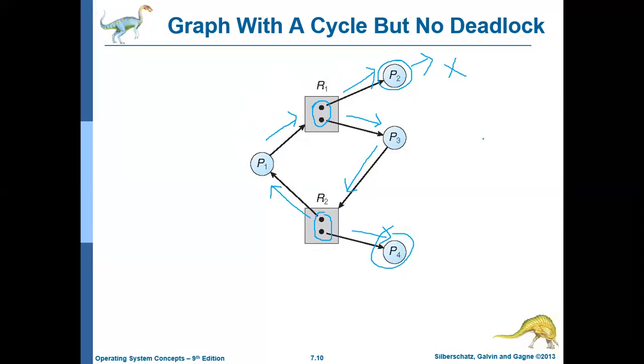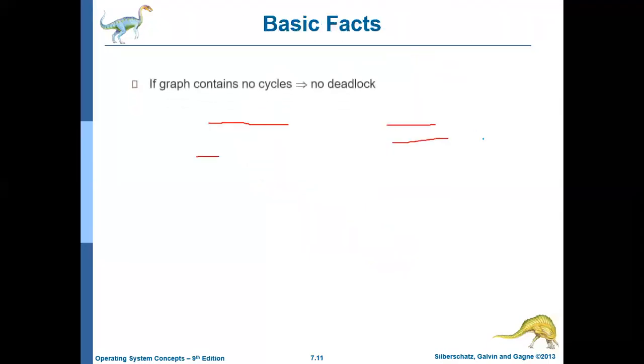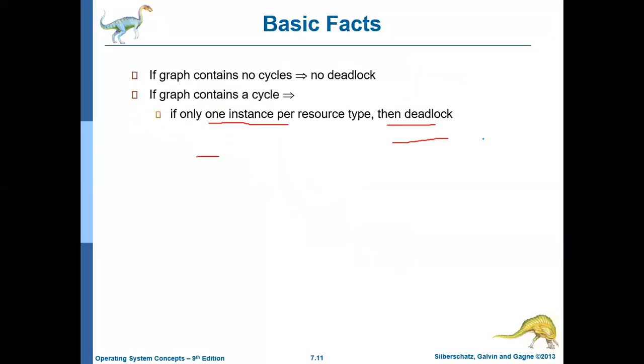So this is what we understand from the resource allocation graph. After drawing a resource allocation graph, if there is no cycle, then there is no deadlock. If there is a cycle, and each of the resources has only one instance, then you can confirm that there is a deadlock. But if there are multiple instances available for each resource, then there is only a possibility of deadlock.